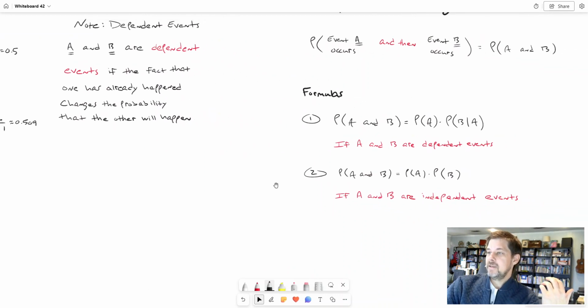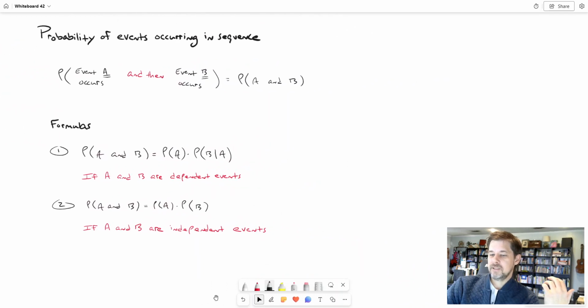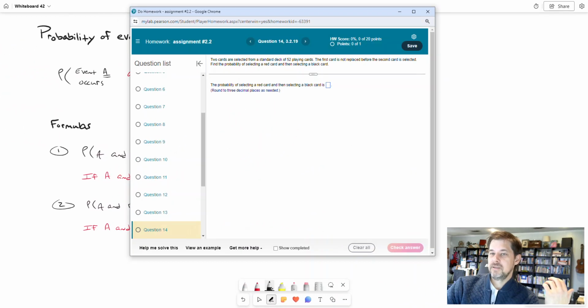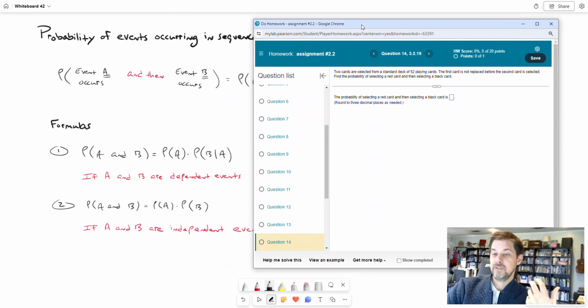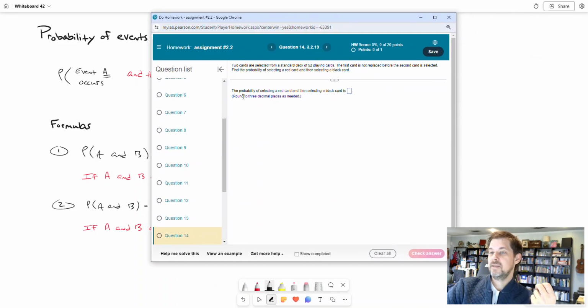Now, if I'm going to do this problem from our assignment at this point, which sounds a lot like the example I was just talking about, we are going to take 2 cards from the deck. The first card that we take out is not put back in before the second card is selected. So we're dealing with dependent events. Then, what's the probability of selecting a red card and then selecting a black card?